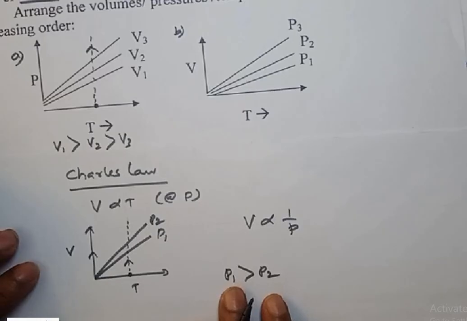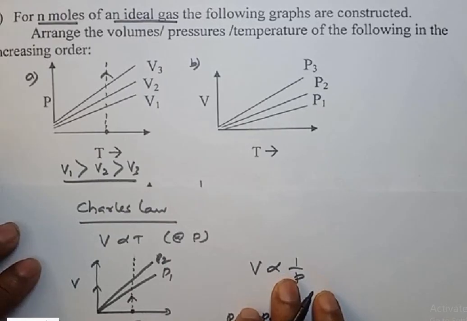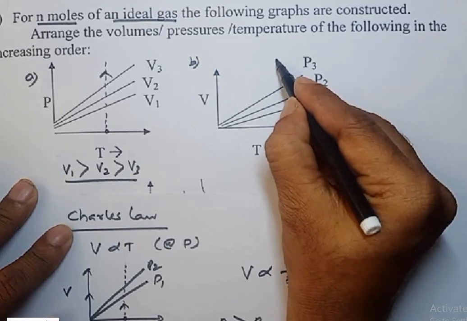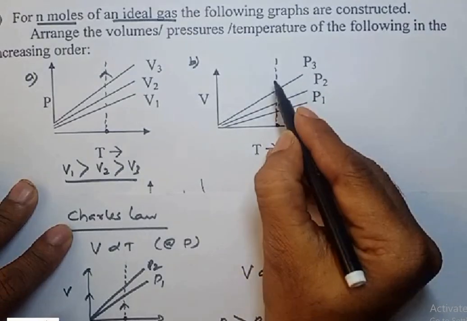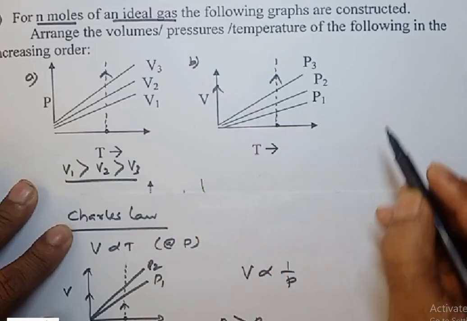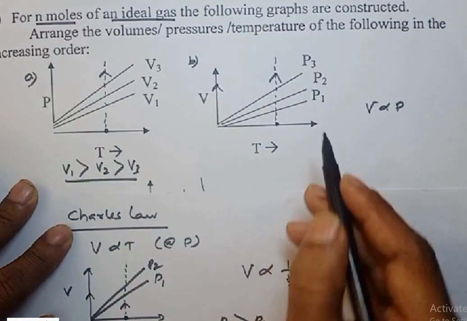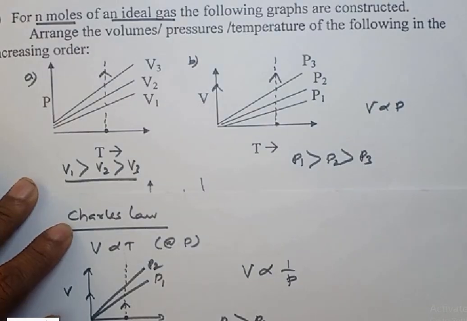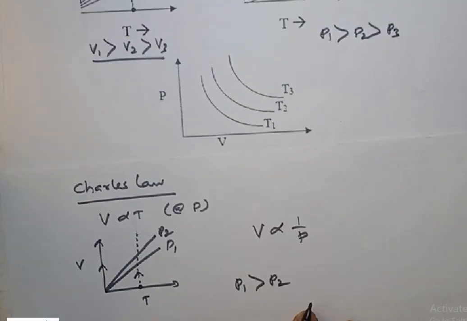Since the gas given is an ideal gas, we can use Boyle's law. Therefore, if we take some temperature T and draw a straight line, along this line temperature remains constant, but as you move above and above, volume increases. Volume and pressure are inversely proportional. Therefore, as volume increases, pressure is supposed to decrease. So P1 is greater than P2, and P2 is greater than P3. That is for this problem. Then one more question is given in the same thing.